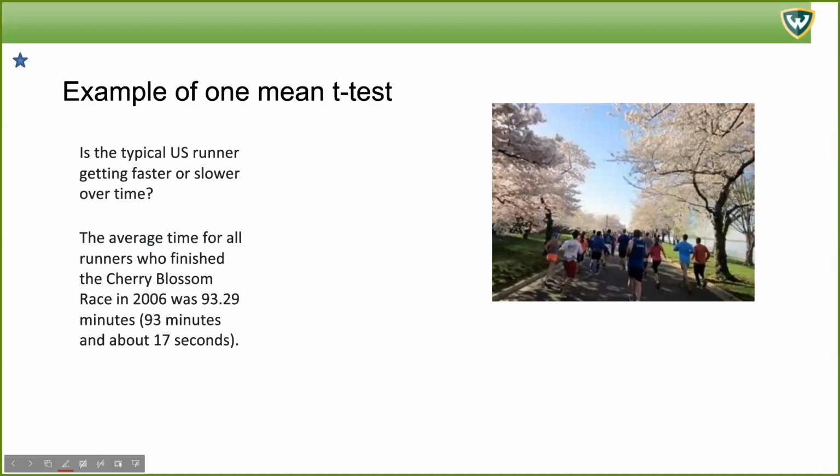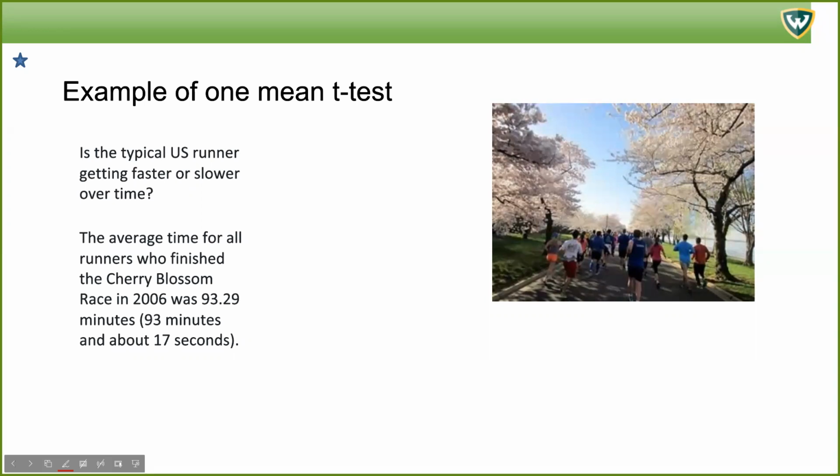So here we're going to be examining an example of doing a one mean t-test. Note that in the previous example, we only focused on the confidence interval. So we did not even need to set up a hypothesis. We just used some formulas and calculated the confidence interval that we could expect based on our sample data. Now let's think of an example here.